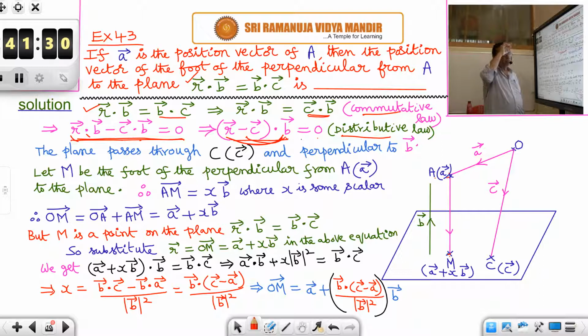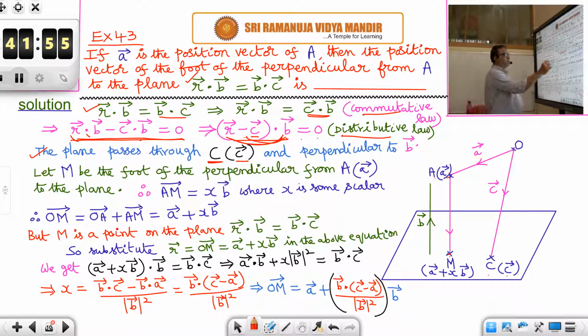What is the equation of the plane passing through the point A bar and perpendicular to the vector N bar? R bar minus A bar dot N bar is equal to 0. So here this plane passes through the point C bar. Let us call that point C. Also in the diagram you can see C is a point in the plane whose position vector is C bar, that means OC bar is equal to C bar.